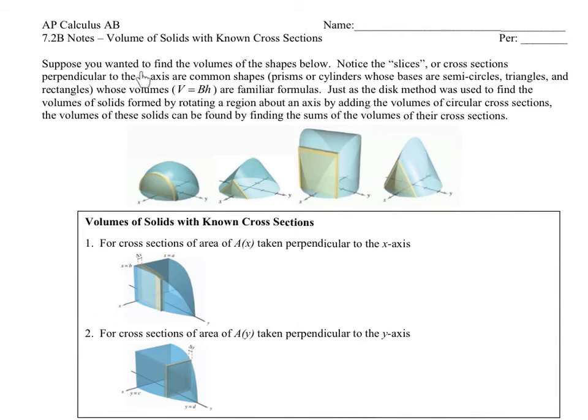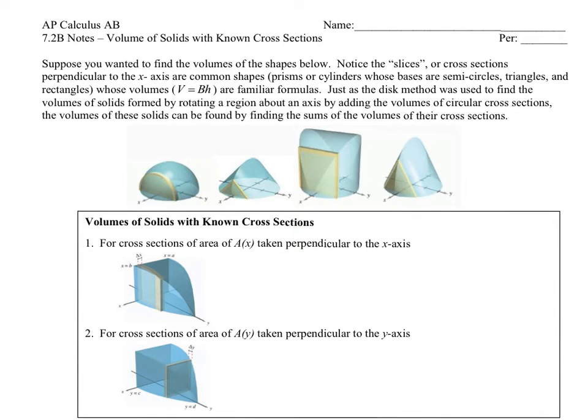So suppose you wanted to find the volumes of the shapes below. Notice that the slices, or the cross-sections, that are perpendicular to the x-axis are common shapes. They're prisms or cylinders whose bases are familiar. They're semicircles or triangles or rectangles. In this picture, we can see how that cross-section is like half of a cylinder whose base is a semicircle. Here we have a cross-section that's a triangle. Here we have a cross-section that's a rectangle.